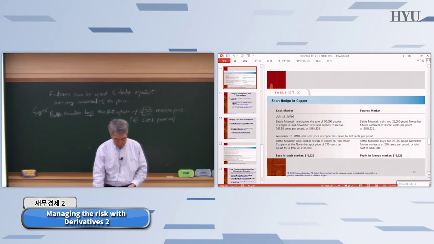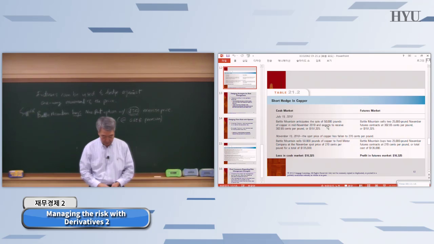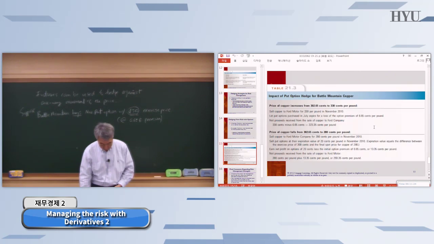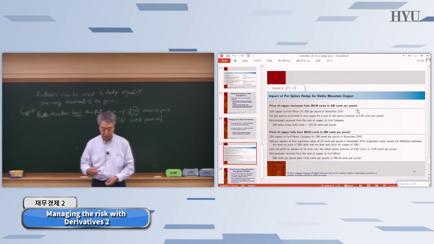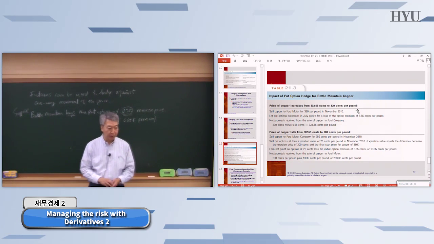So here, going back to this example, they anticipate the sale of 50,000 pounds of copper, and you know the story. So price of copper increases from 302.65 to 330 cents per pound. So based on the previous example, now the story is instead of price going down to 270, it went up to 330.